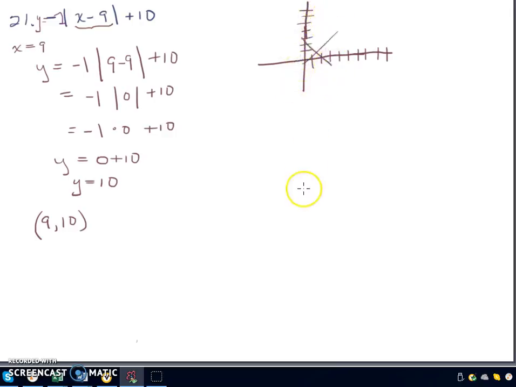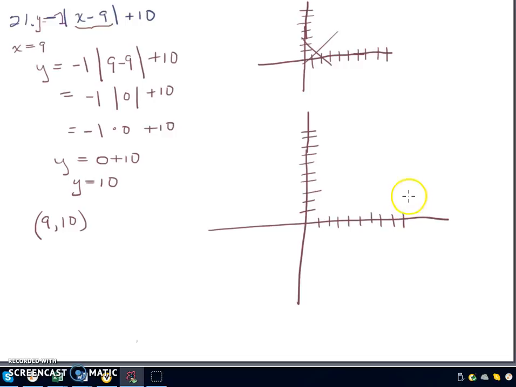Okay, let's redraw this graph. So let's go like this. 1, 2, 3, 4, 5, 6, 7, 8, 9, 10. Continue my graph here. And this is going to be 1, 2, 3, 4, 5, 6, 7, 8, 9. So I'm going to go 9, go up 10, plot the point. And then my absolute value graph is going to look like that. Okay, that is going to be number 21.